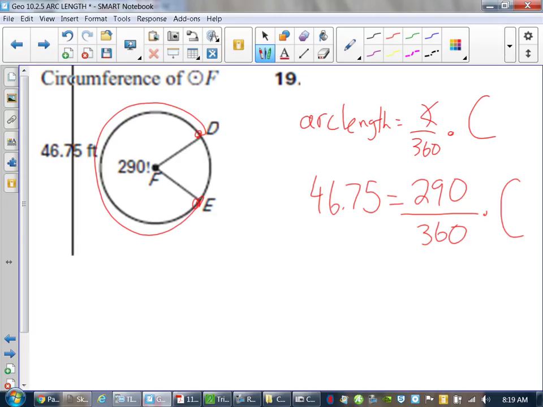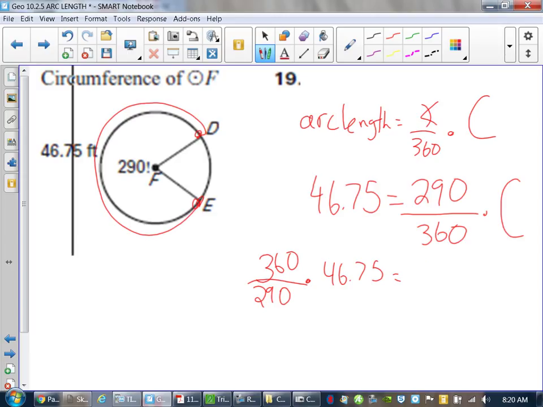What do you do to undo multiplying by a fraction? You multiply by its reciprocal. You don't need to simplify anything, you're just putting it into your calculator. There's your circumference. But I'm going to change it up.